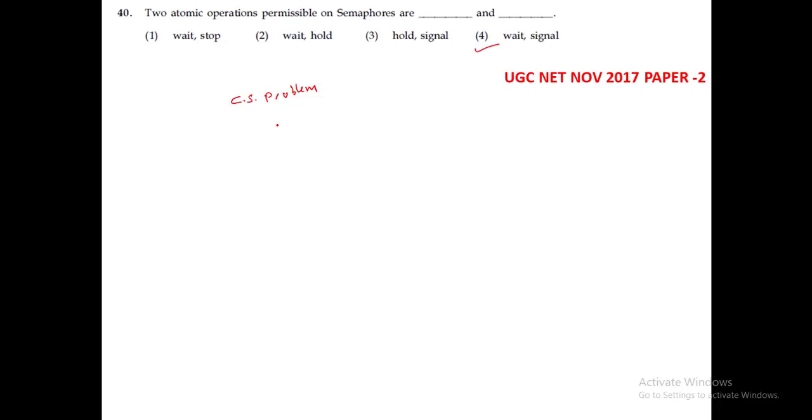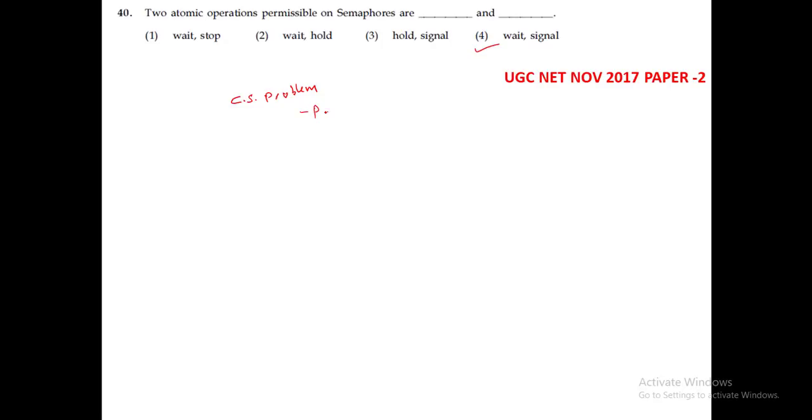If you allow more than one process to access the shared data, then what would happen? The shared data can become inconsistent. So to stop more than one process from entering the critical section, we have to use some mechanisms. We have plenty of mechanisms.